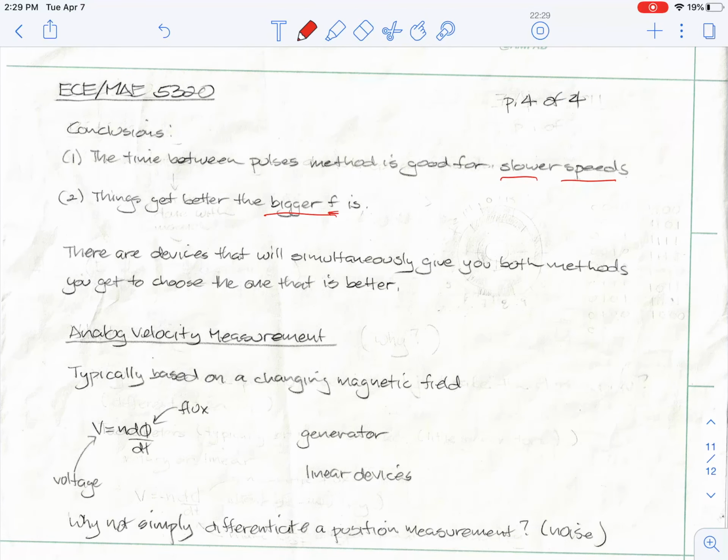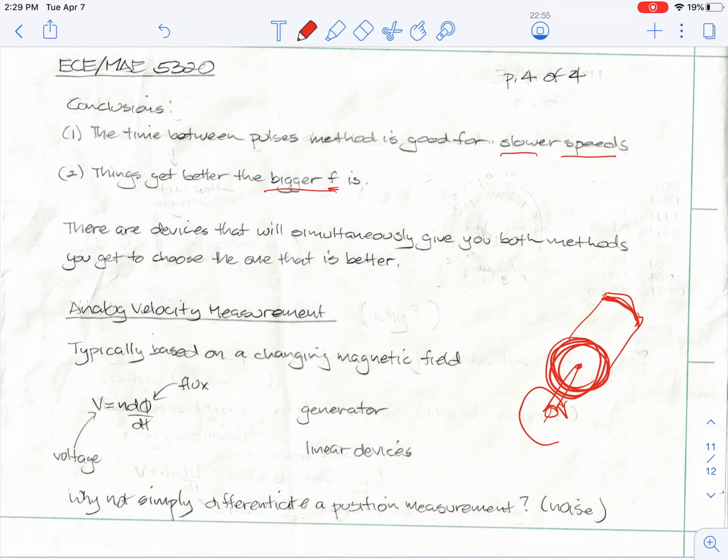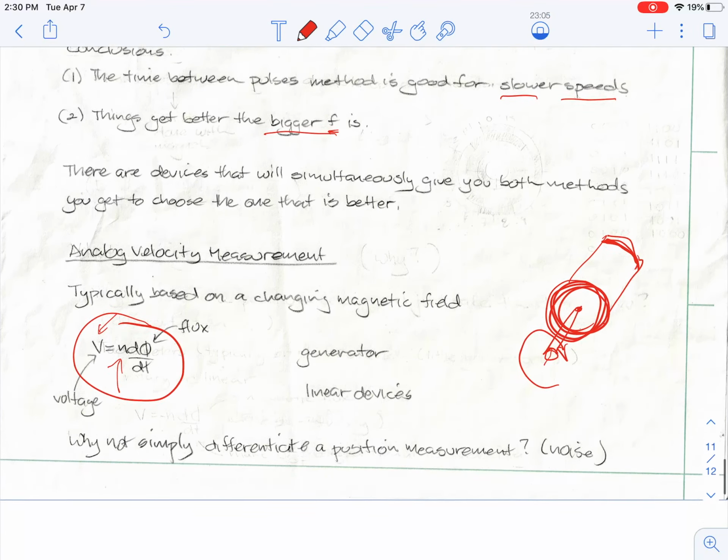And just in finishing this up, analog velocity measurement, we did that in the lab in 5310. Even though you're not aware of it, we were driving a DC motor as a generator, and that DC motor is a tachometer in that case, and so it's generating a voltage that's proportional to the angular velocity that you're turning this shaft. Almost all analog velocity measurements are based on this V equals N d phi dt, time rate of change in magnetic field, number of turns on a coil, and that's going to give me voltage.